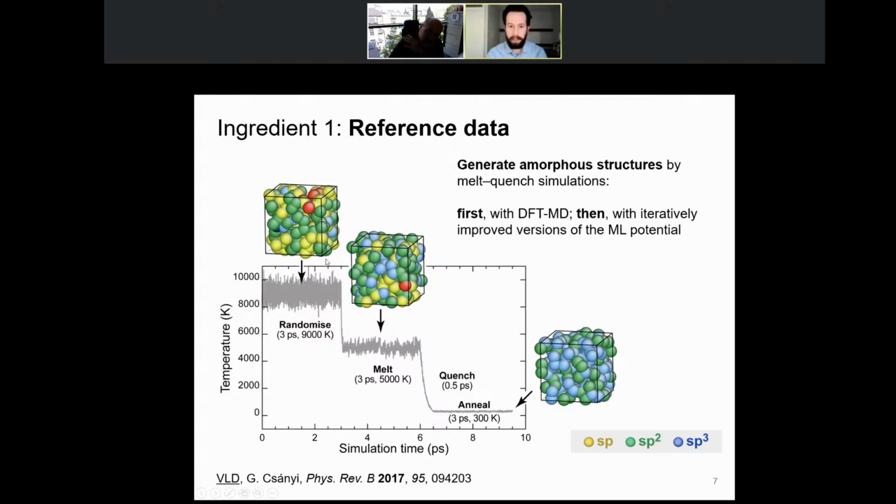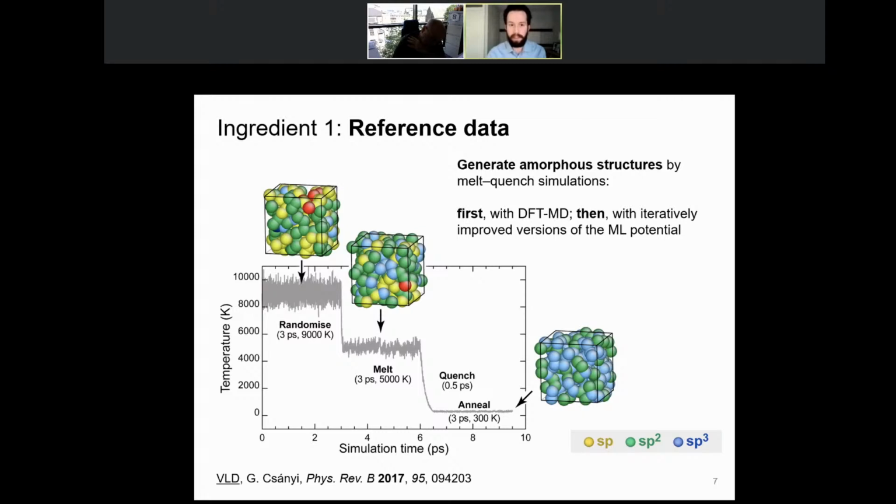And you see by the color coding, which indicates the coordination numbers, that the local structure changes massively in that process. So that already tells us it is a huge challenge for computations to accurately describe all these different types of atomic environments. The initial rounds of that can be done with DFT-MD, but then once you have a decent potential, you can then run more simulations with those and gradually grow your reference database until you're happy with what is in it.